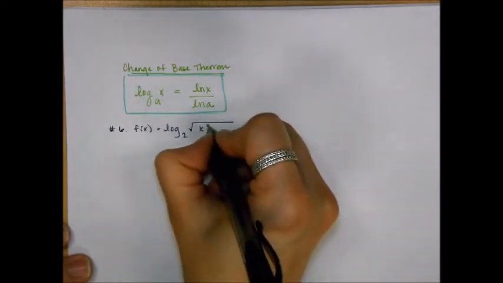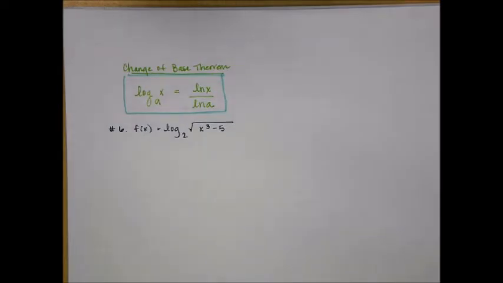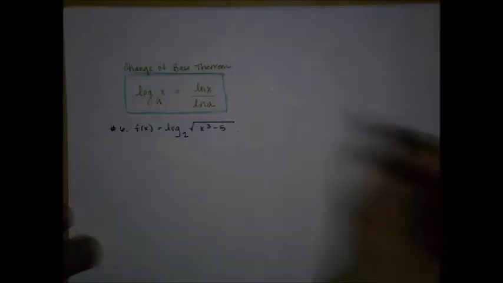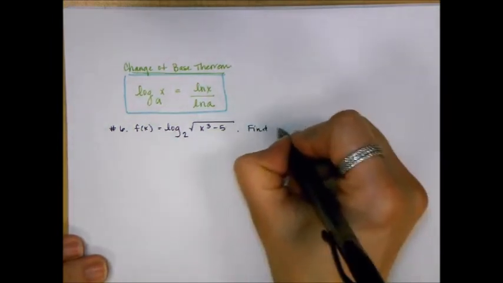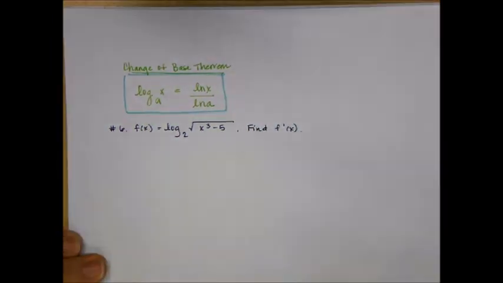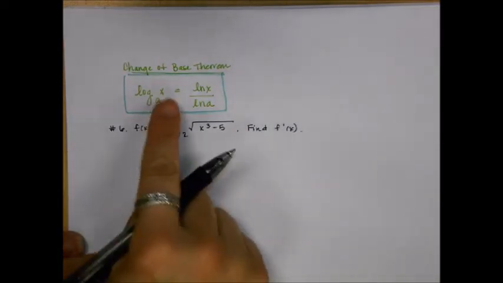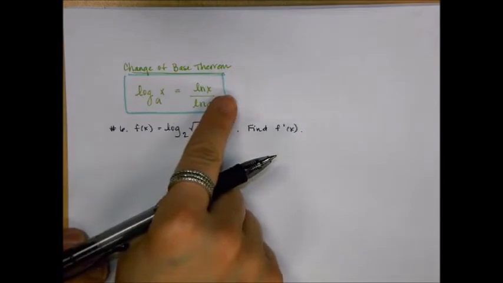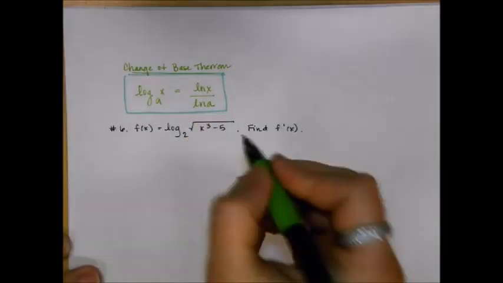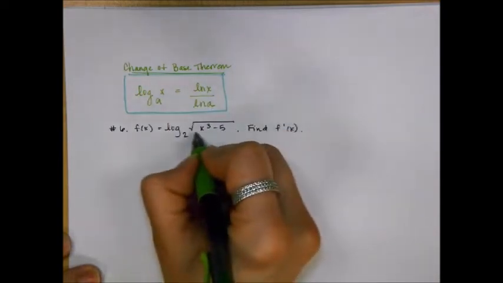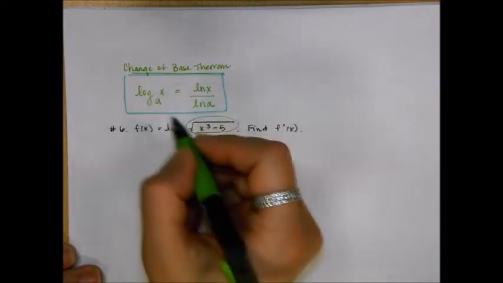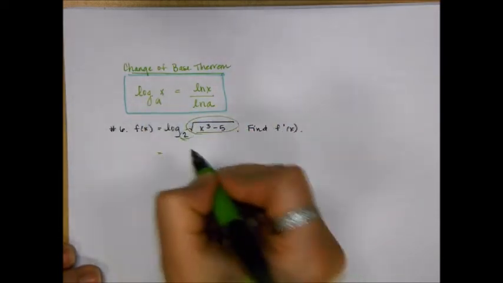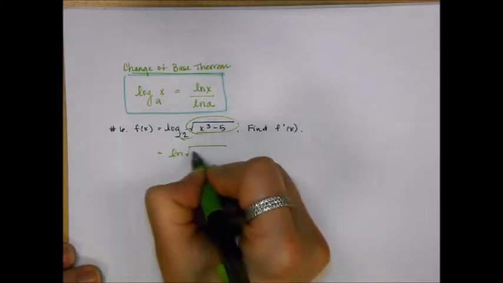So you'll notice it says f is log base 2 of root x cubed minus 5, and we'd like to find the derivative here, f prime. Before we get started, we want to change the base and change it into a natural log. So this is going to become the natural log of x, which is our stuff inside, divided by the natural log of a, which is the old base, 2.